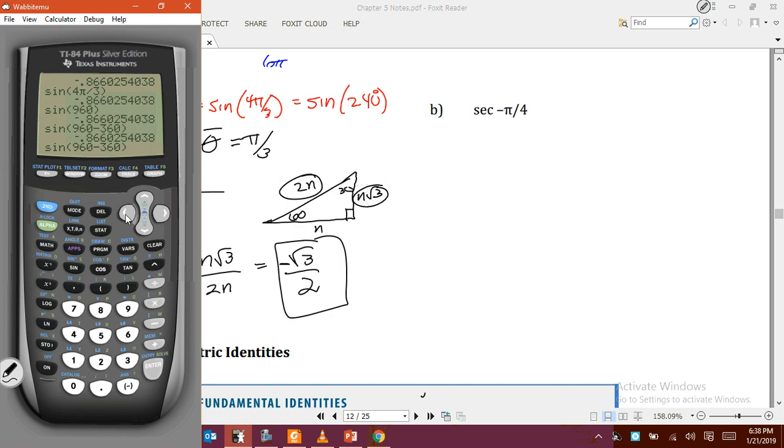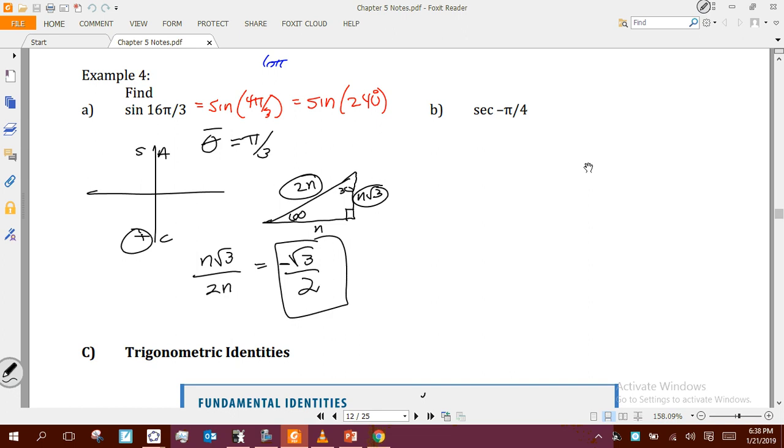If I would have removed another 360, that'd be another way of saying 240 in there. It gives me that. So you see the sine of 240 is the same thing as sine of 4 pi over 3. That's kind of the way that we use reference angles in that fashion.